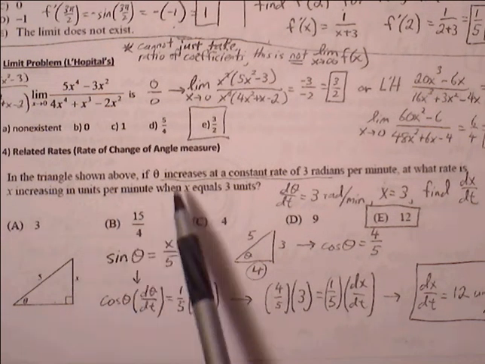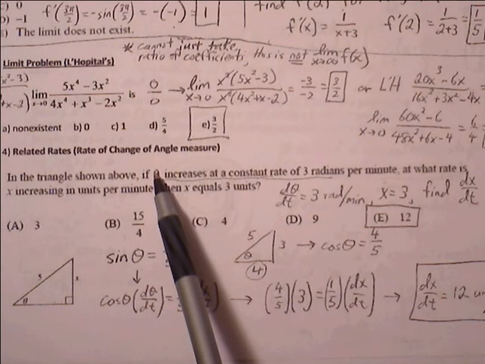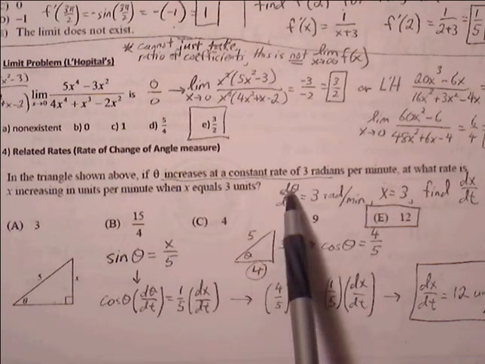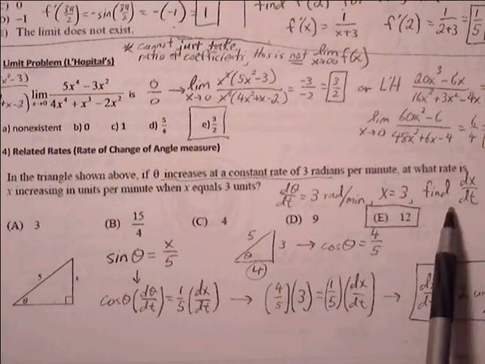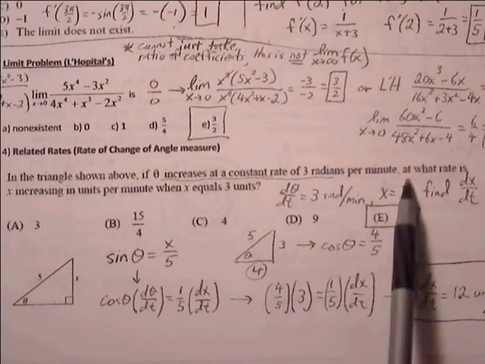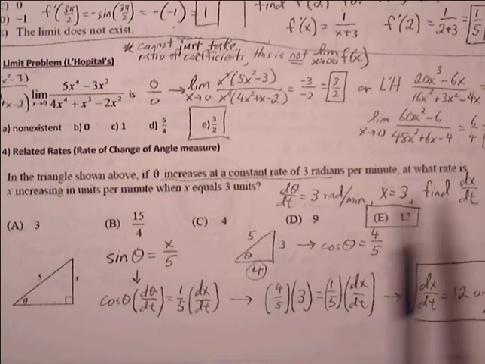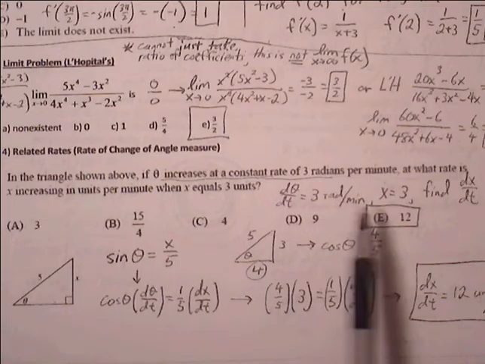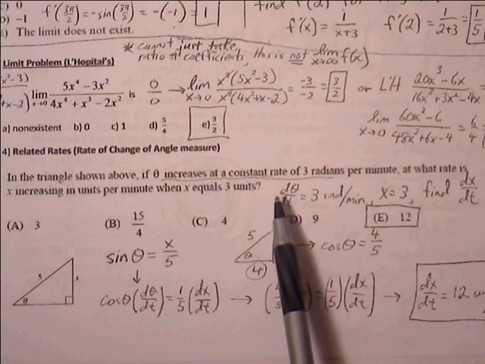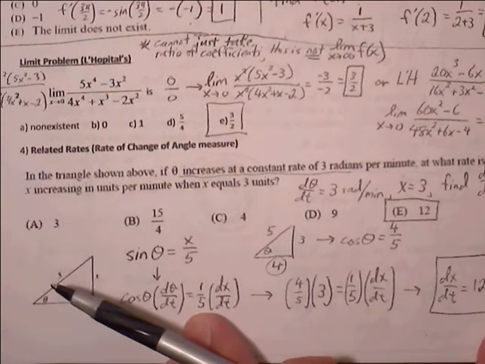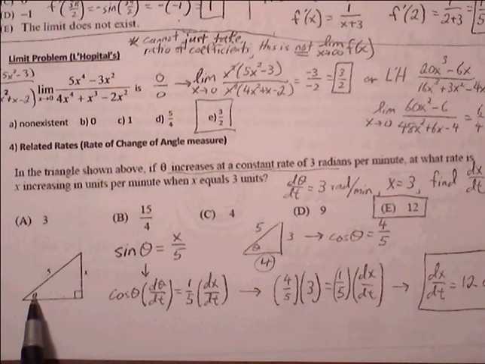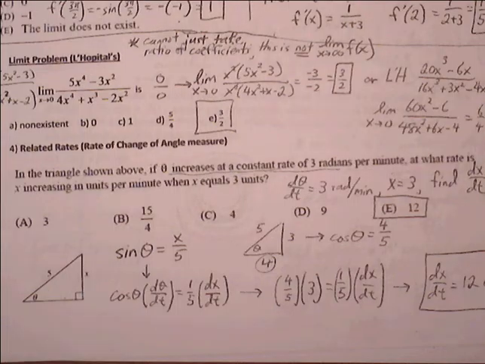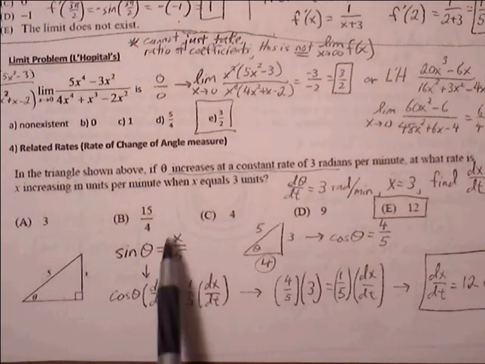So we know theta increasing at a constant rate, that must be referring to d theta over dt. So d theta over dt is 3 radians per minute at the moment when x is equal to 3. And we're asking to find the rate of increase of x, which is looking for dx dt. So we need to first start off with an equation that relates theta and x. So we're going to use a trig ratio here. The trig ratio that will relate theta, x, and 5 will be sine, because we know sine of theta is opposite over hypotenuse. So sine of theta is equal to x over 5.